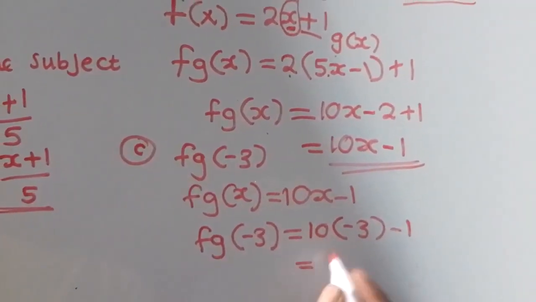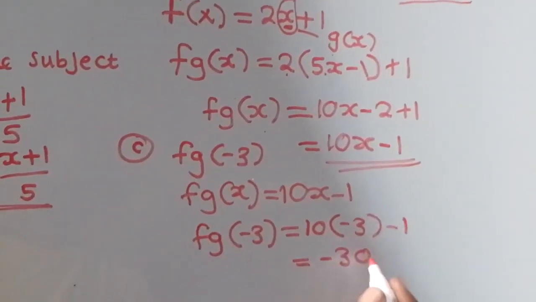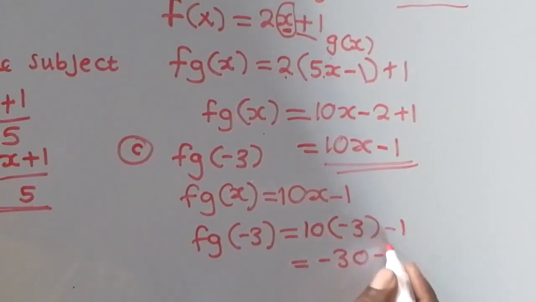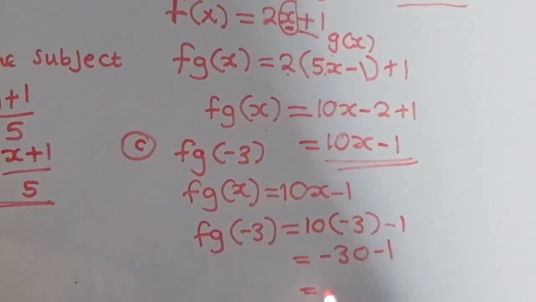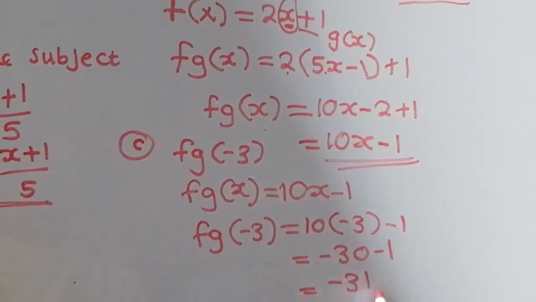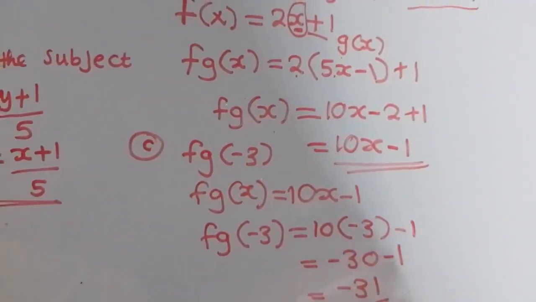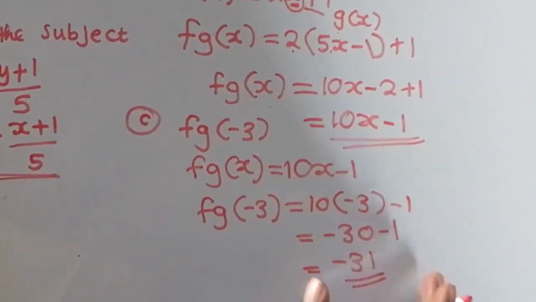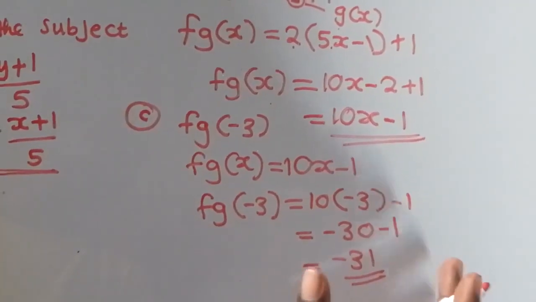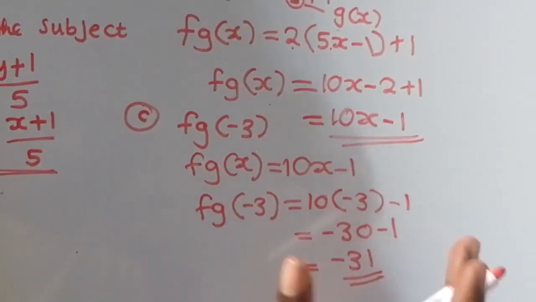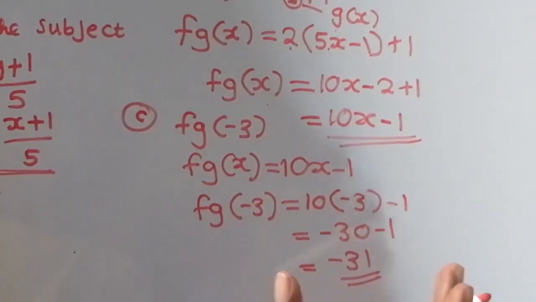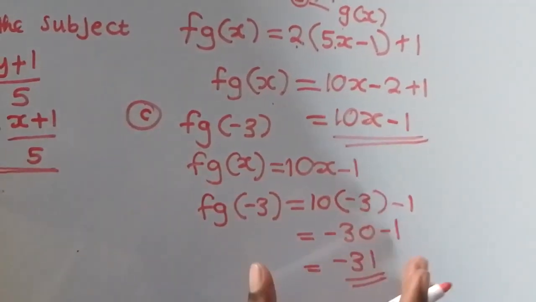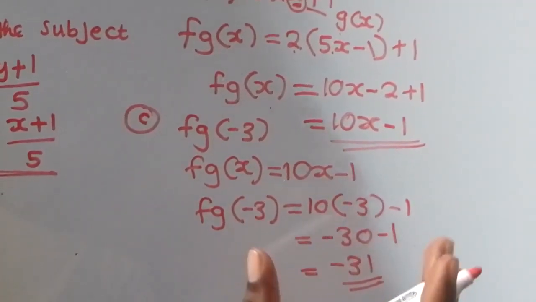So this is equal to negative 30, then minus 1, which is equal to negative 31. When you have same signs, you need to add, then maintain the sign. So same signs, add, then maintain the sign. Different signs, subtract, then maintain the sign of the bigger number. So this is how we answer these questions under functions.